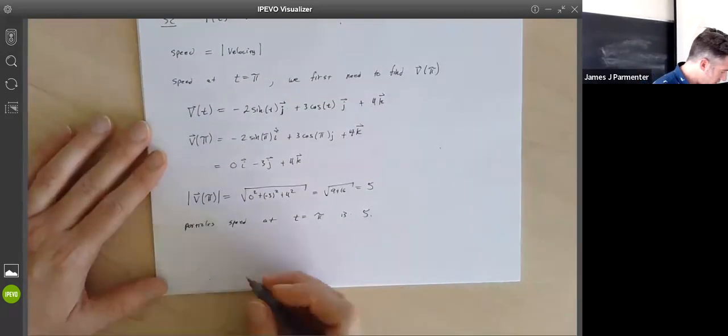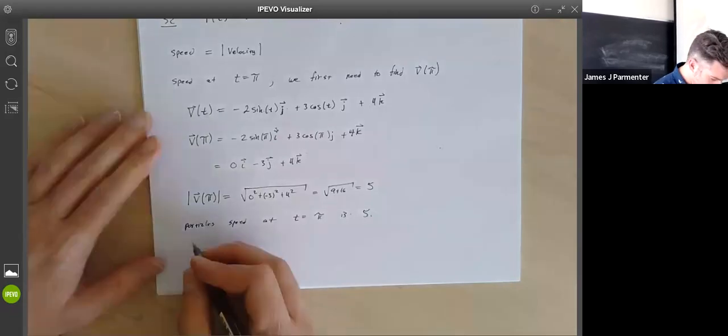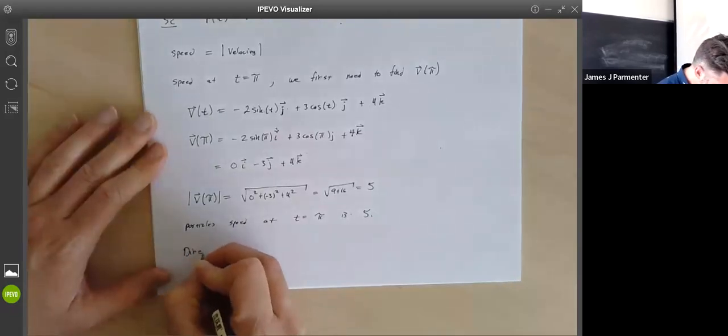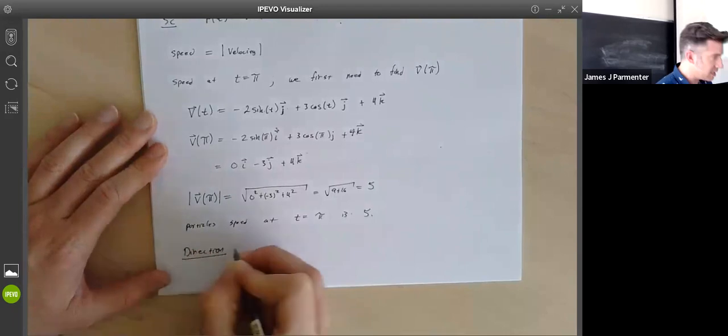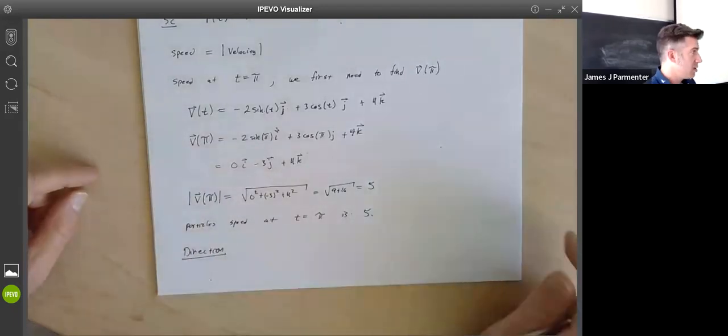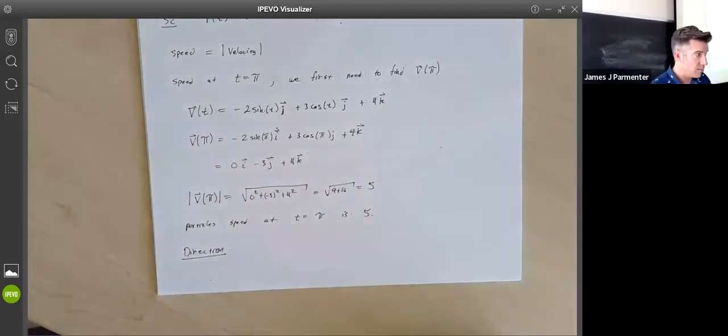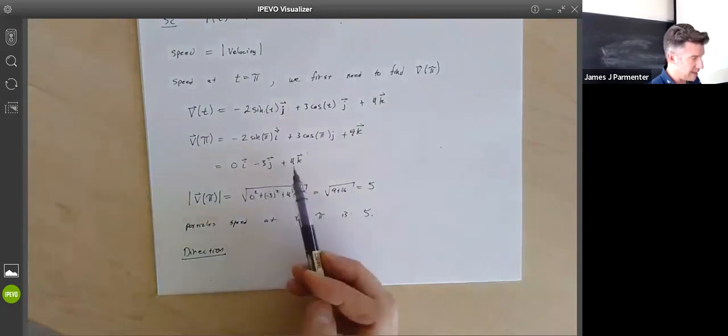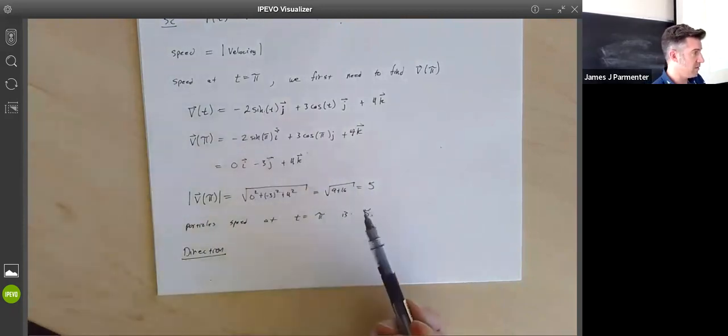For the direction, right, because it says find the particle speed and direction, direction should be kind of just an easy consequence of what we've already done. So if you know the velocity vector and you know the magnitude of that vector, you know the direction. The direction is literally just the vector you had divided by the magnitude of the vector, right?